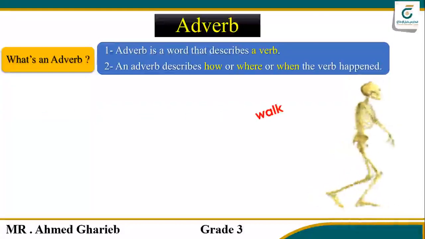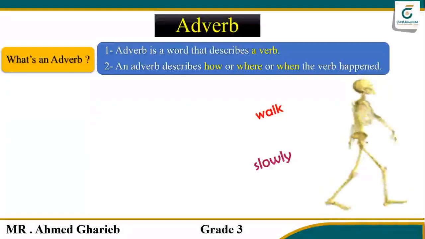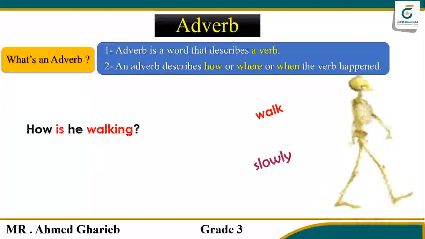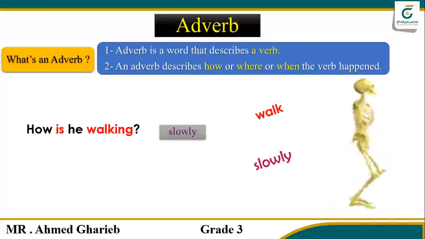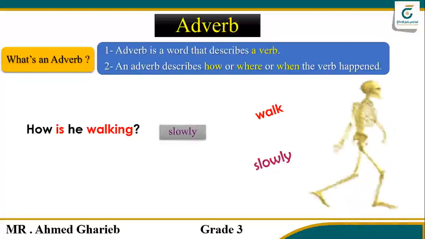So the verb is walk. Slowly is the adverb. I want to describe the verb walk with the adverb slowly. If I ask you a question, how is he walking? I'm asking about how, the way, the manner of his walk. You answer, he is walking slowly. So slowly answers the question of how the verb happened, and the verb is walk.